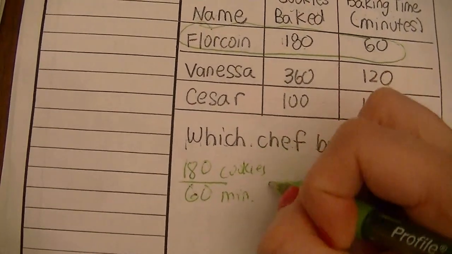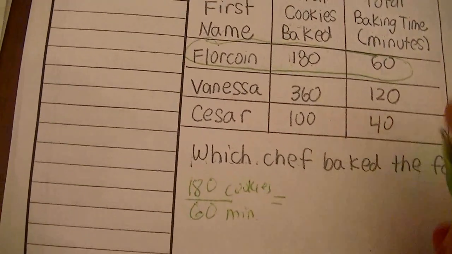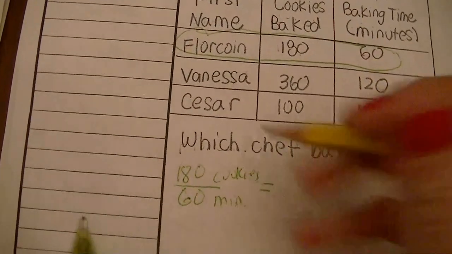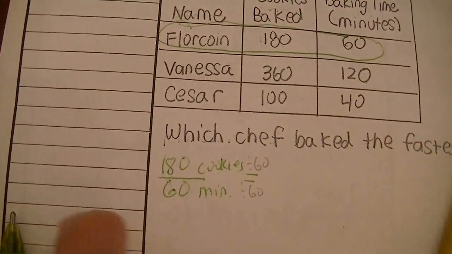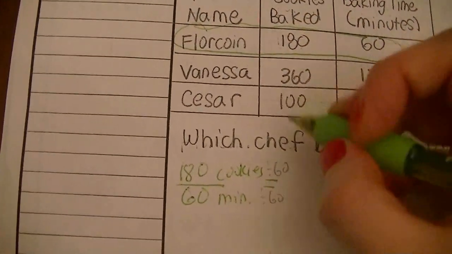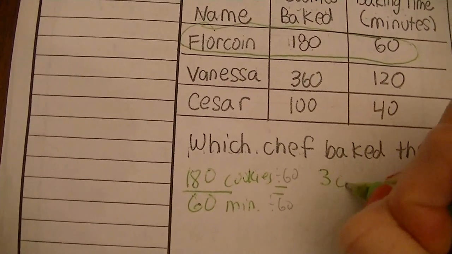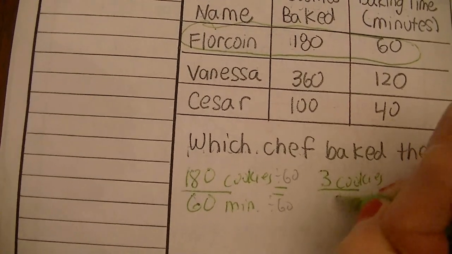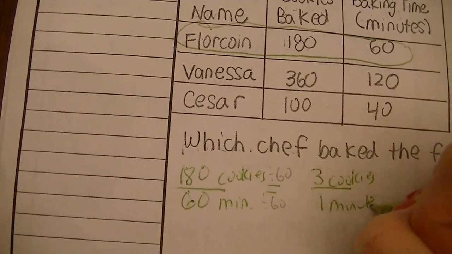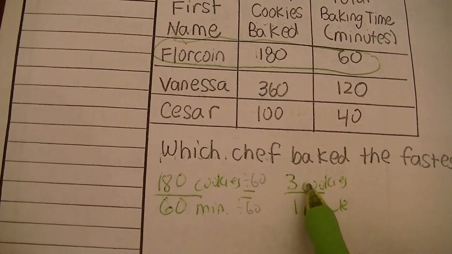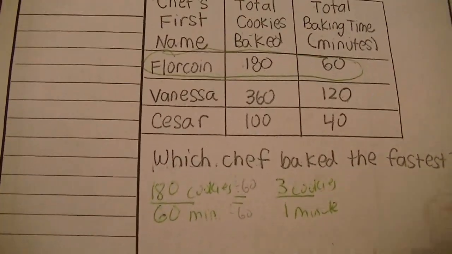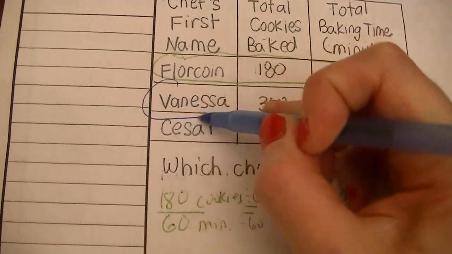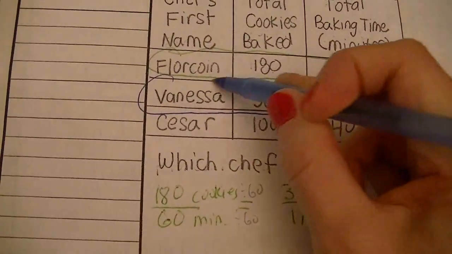All right, so for her unit rate, I need to divide by 60. Divide by 60. And when you do that, you end up with 3 cookies per minute. Okay, so Flourcoin can bake 3 cookies in 1 minute. That's pretty impressive.